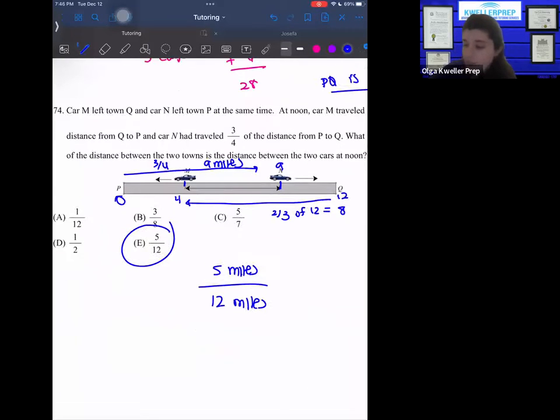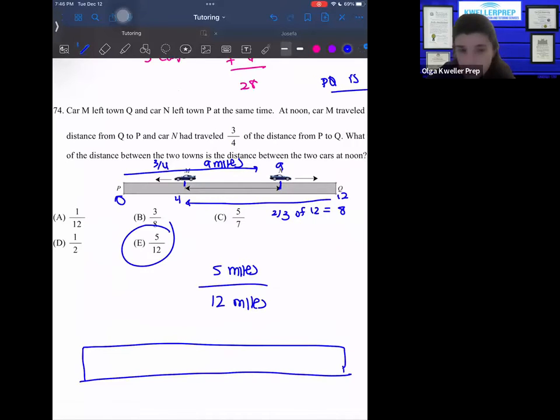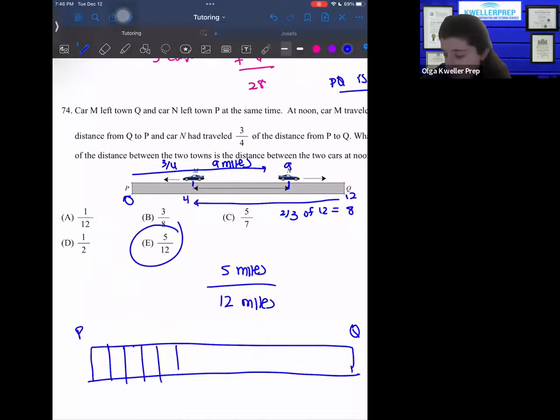So basically, because the question didn't give me any numbers, I picked the number 12. So let's pretend that here's town P, here's town Q, and let's say that they're 12 miles apart. So 1, 2, 3, 4, 5, 6, 7, 8, 9, 10, 11, right? Let's pretend these are equal boxes of 12 miles.